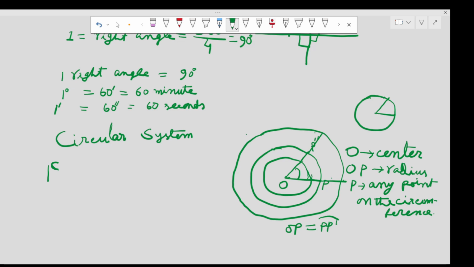See, whenever this symbol C is used as a superscript of a number, then we will call it radian. So 1 radian is equal to the angle.